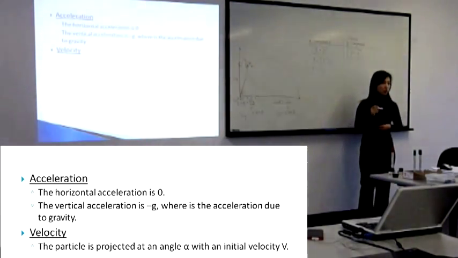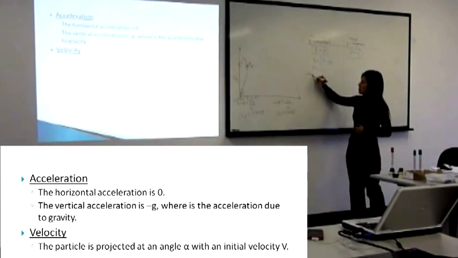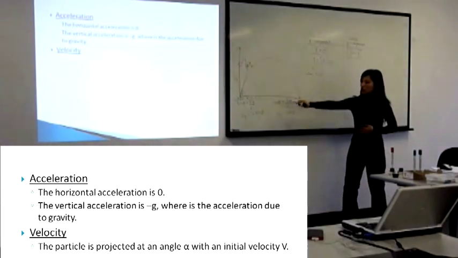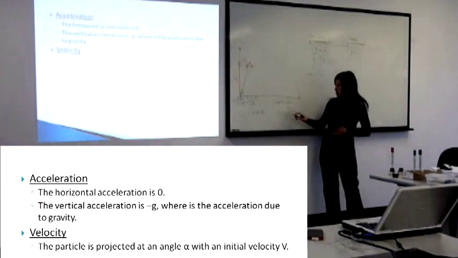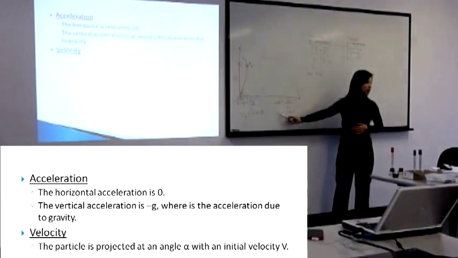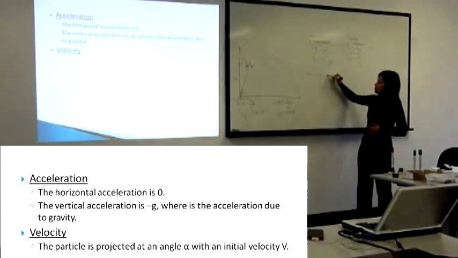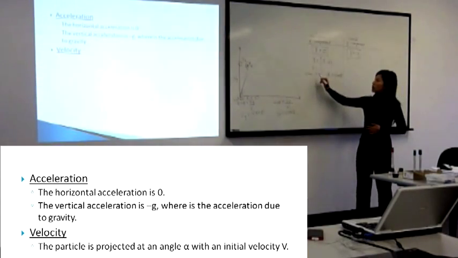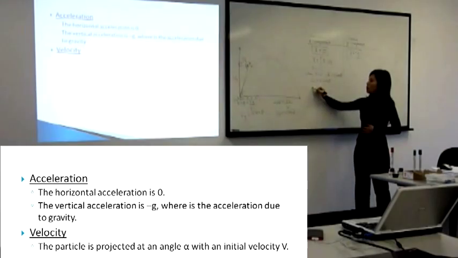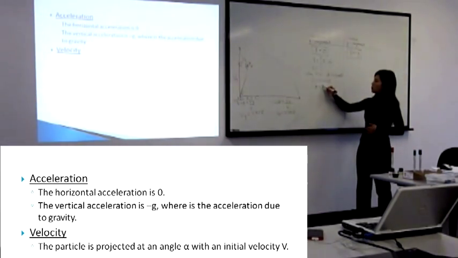And how do we find the constant? When t equals 0, which is initially, we are sure that the velocity in the x direction is equal to this. So we have Vx, or x dot, equal to V cos theta. Therefore, C1 equals V cos theta, and x dot is equal to V cos theta.